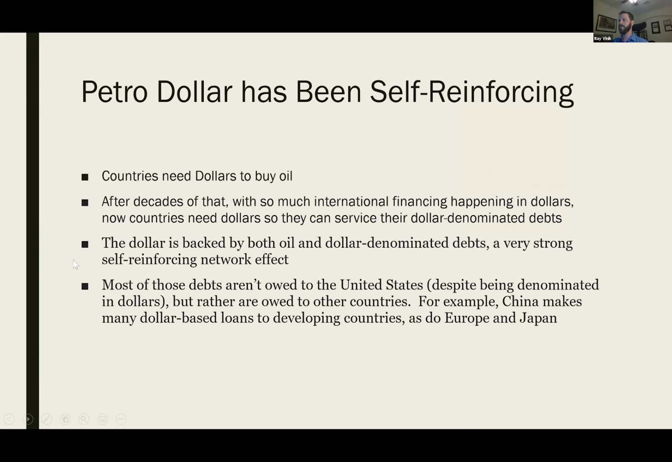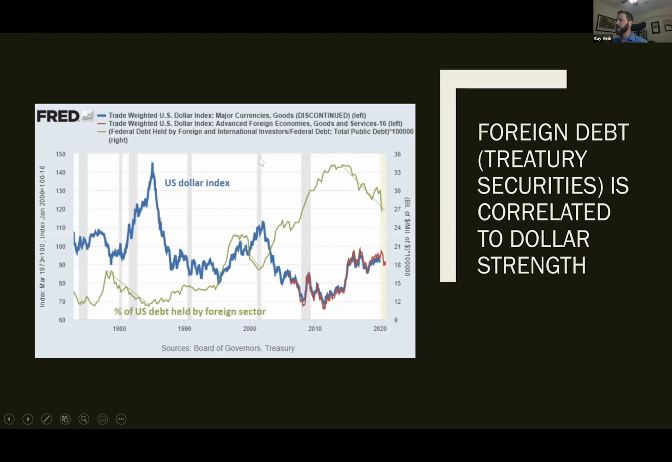And at some point, most of these debts are not even owed to the United States, but to other countries. So China makes dollar-based loans to other developing countries, and Europe and Japan all do the same. So this is, again, just a quick reminder of last time. Because we're running a trade deficit, countries on the other side accumulate dollar reserves over time because they sell their stuff denominated in dollars.